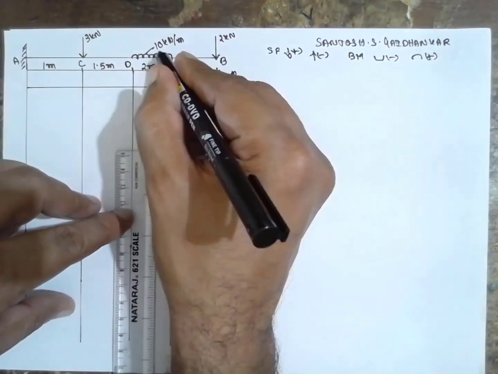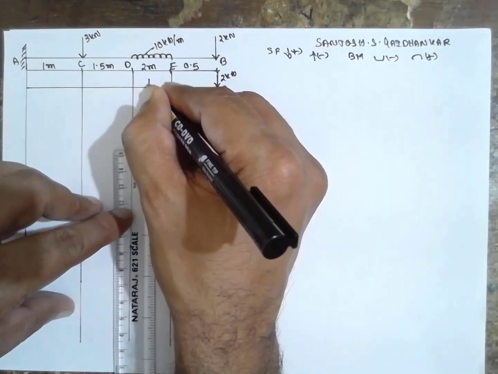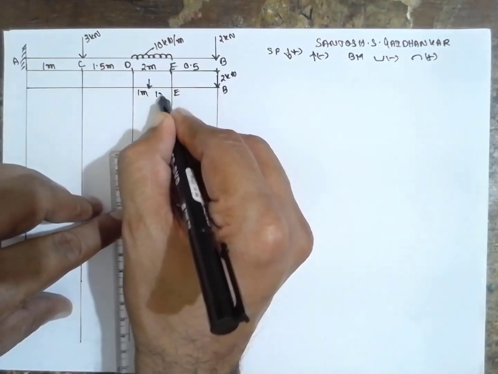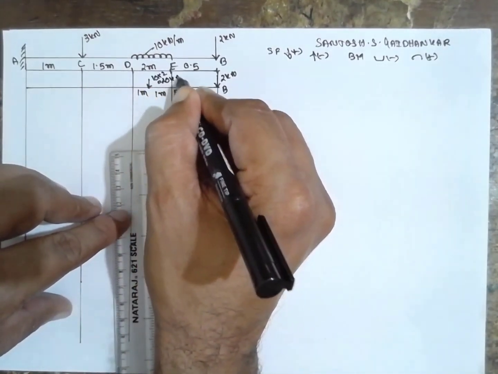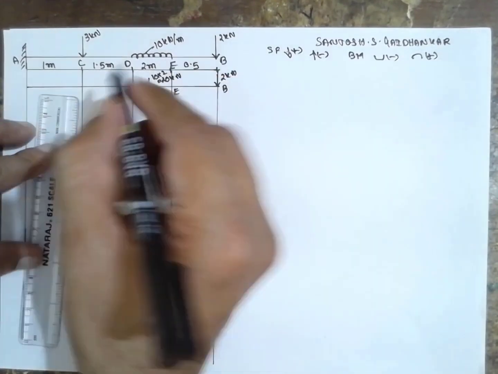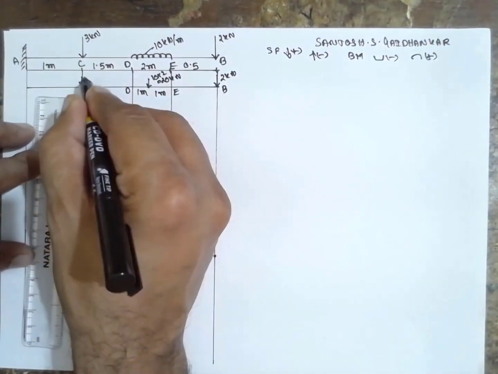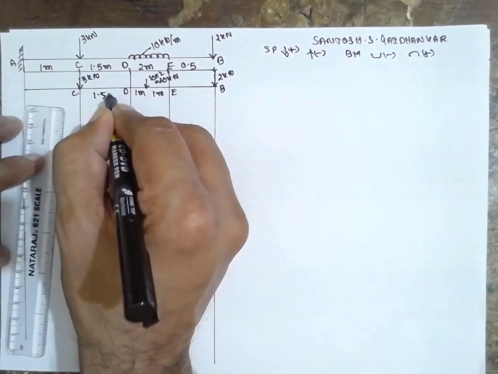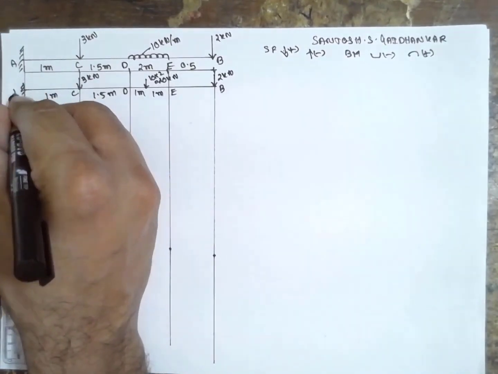Now we are converting the UDL into a point load. You have to multiply 10 into 2, acting exactly at the centroid, that is 1 meter here, 1 meter here. 10 into 2, that is 20 kilonewton, meter gets cancelled. This is the D point, this is C point, 1.5 meter, this is 1 meter, here A is fixed.